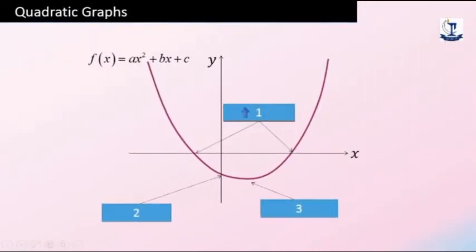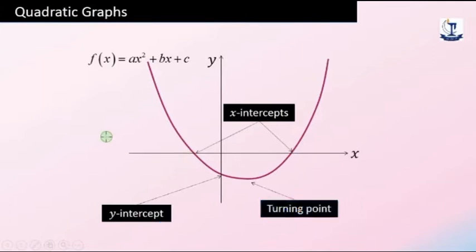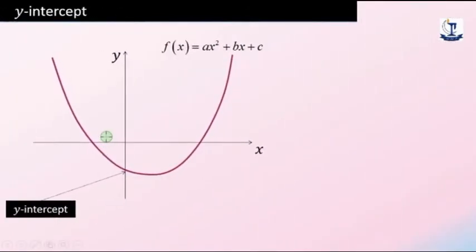We need three things to sketch the quadratic functions. Number 1, x-intercepts. Number 2, y-intercepts. And number 3, the turning points. Y-intercept is a point where the graph cuts the y-axis. To find this point, we need to put x is equal to 0. After doing this, we have y is equal to some constant c, the y-intercept.